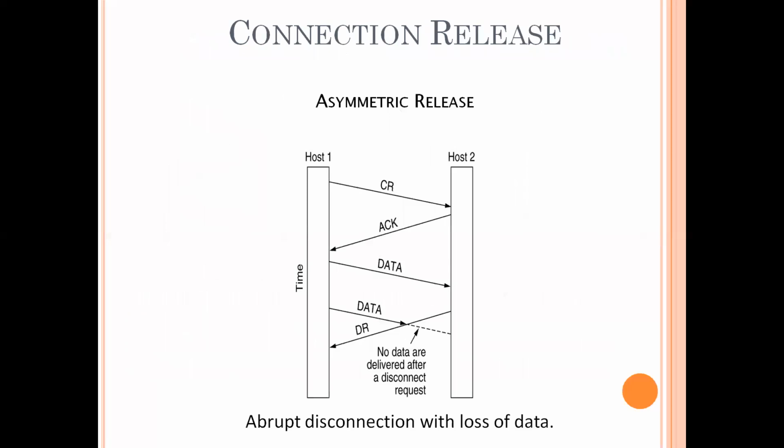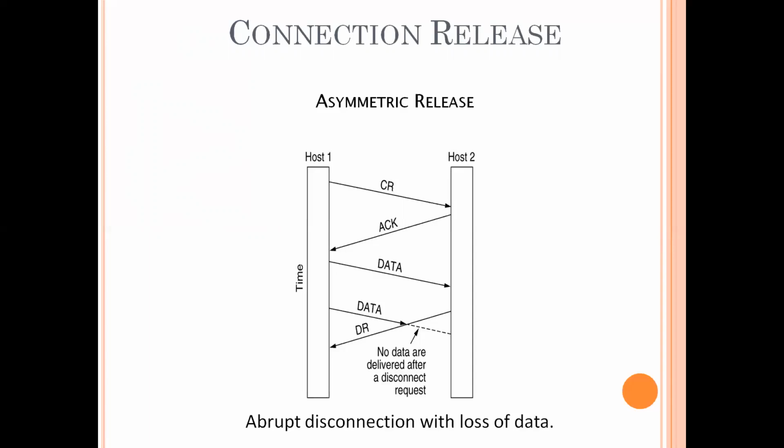This figure shows the asymmetric release. Here you have two types of release. Connections of transport can be released in two ways, asymmetric and symmetric. In asymmetric release, if one of the hosts terminates the connection, then the data communication in both directions is terminated. In symmetric release, if one of the hosts disconnects, then it cannot send data, but it can still receive it. This is an example of asymmetric release.